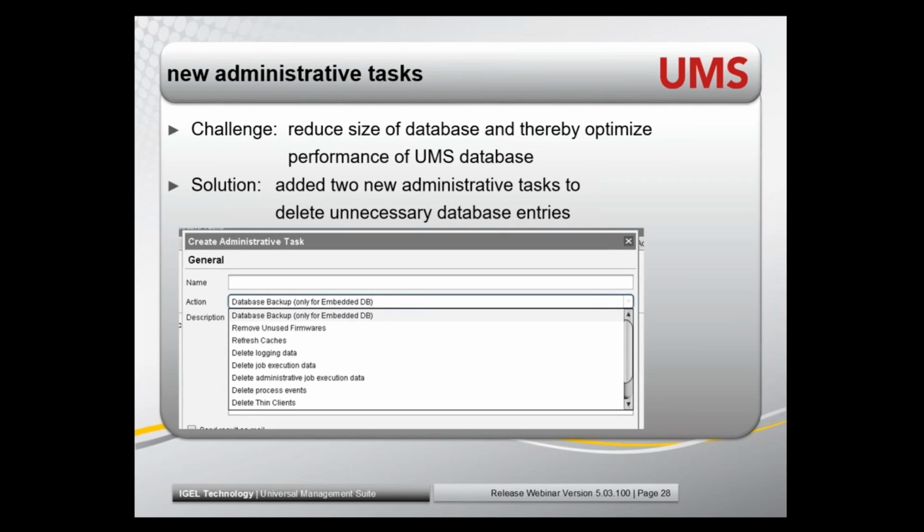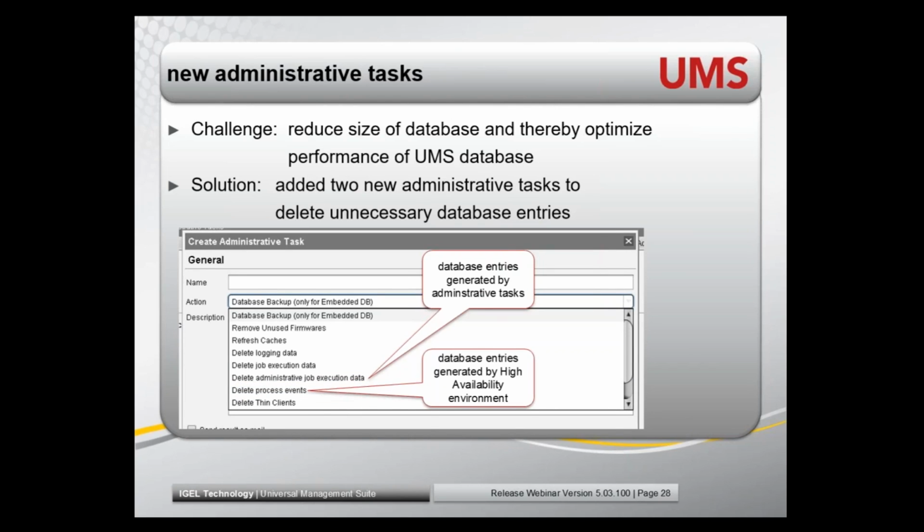Here we see a screenshot of our administrative tasks. Here you find the database backup for the embedded database, and also two new jobs, like delete administrative job execution data, that are database entries generated by administrative tasks. It can be deleted after the task has been done. And the other thing is to delete process events generated in a high availability environment, and they can also be deleted.